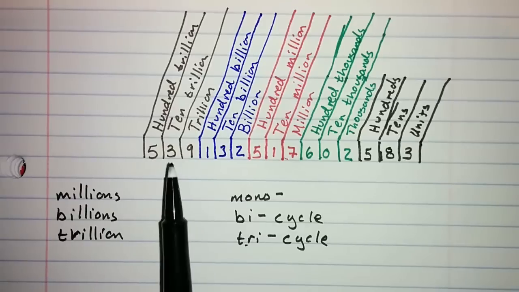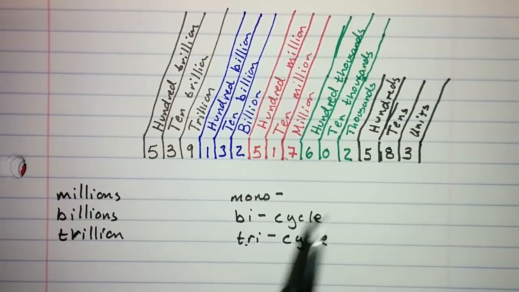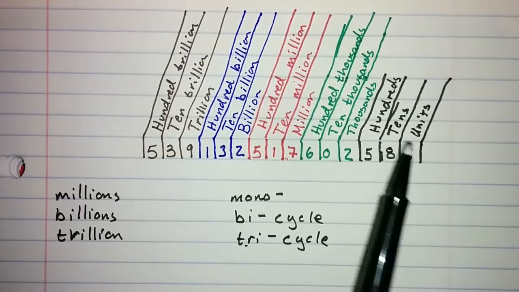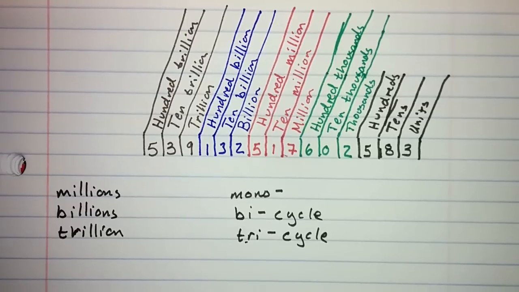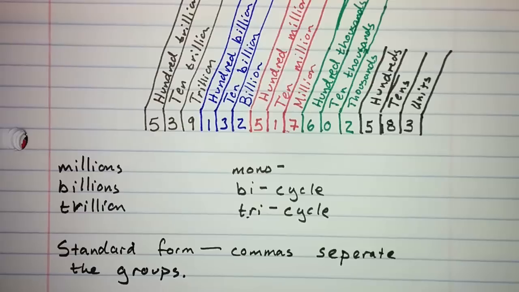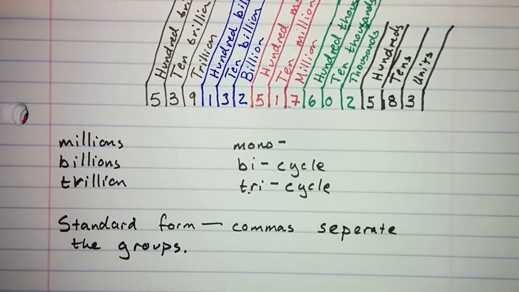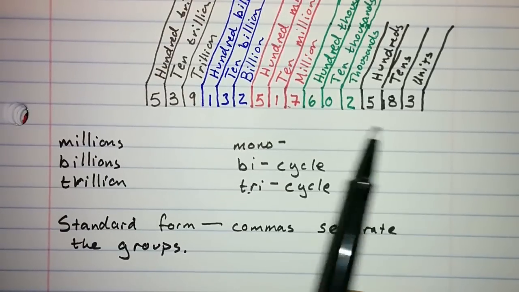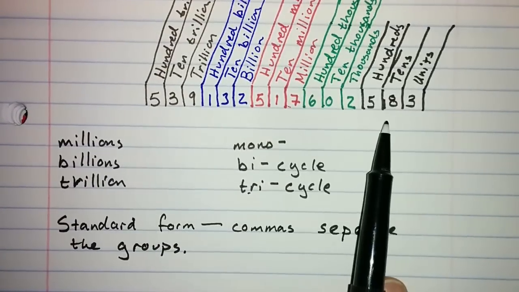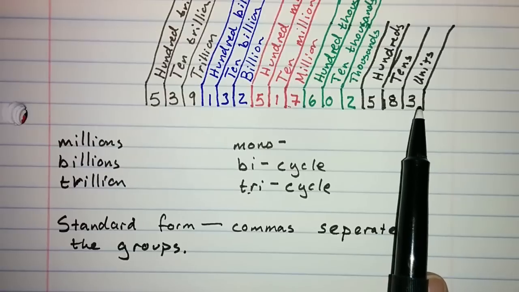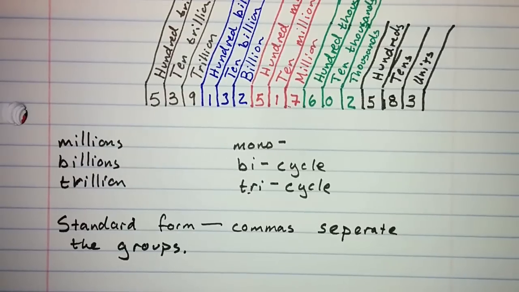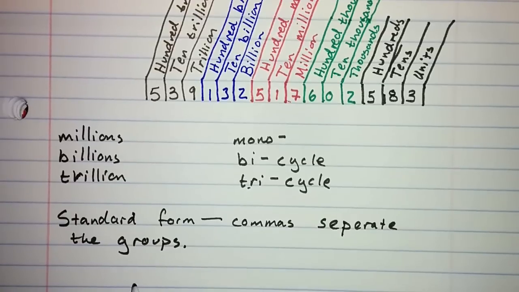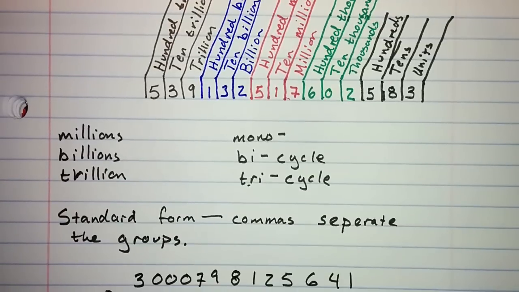The key idea here, though, is before we read a long number, we need to put it in what's called standard form. In standard form, commas separate the groups of digits. What groups of digits? These groups of digits, from the one furthest to the right, which is the units place, and moving to the left. So if we encountered the number this, I'm not going to try to read this without putting it in standard form.